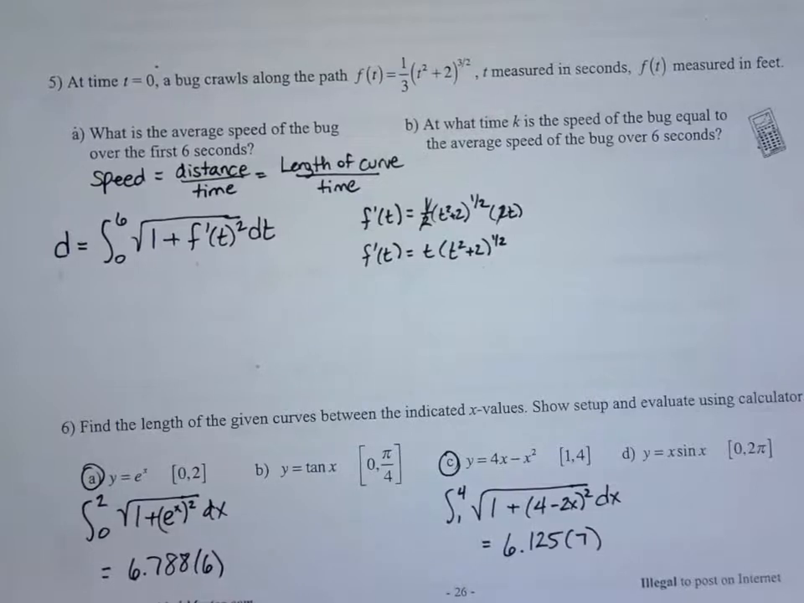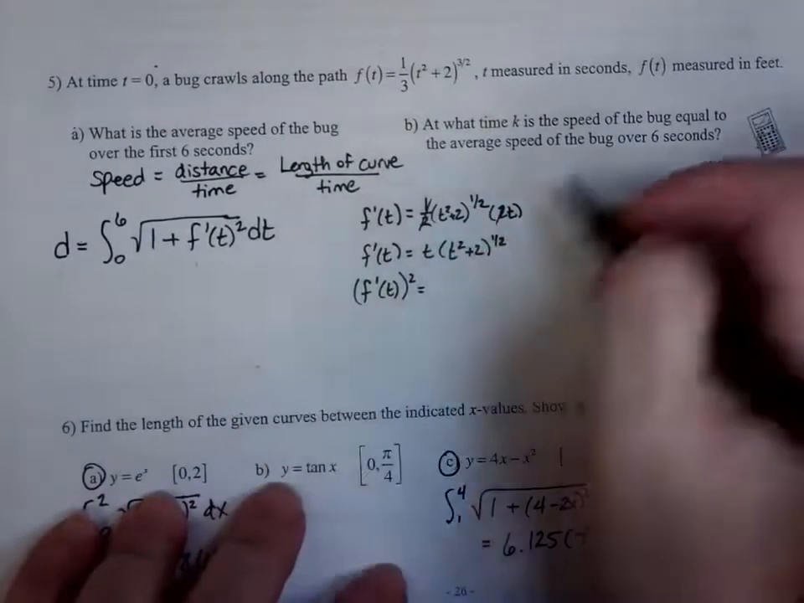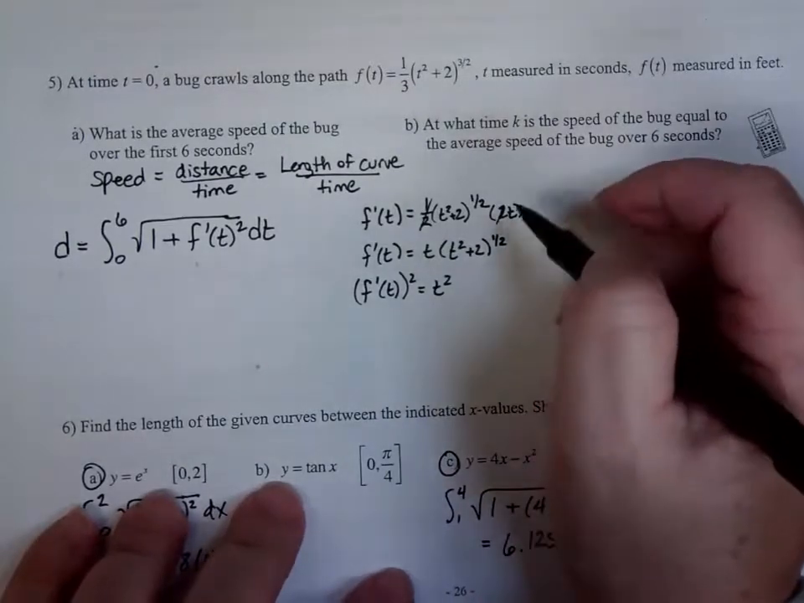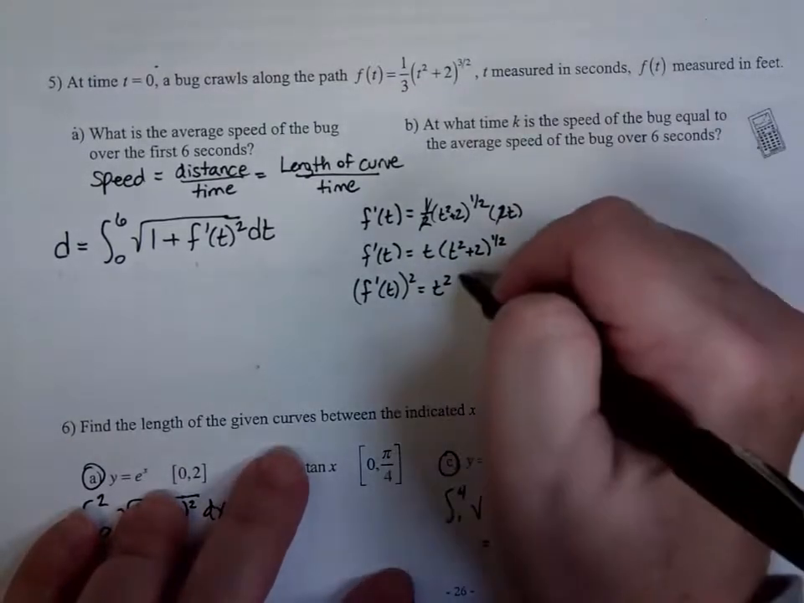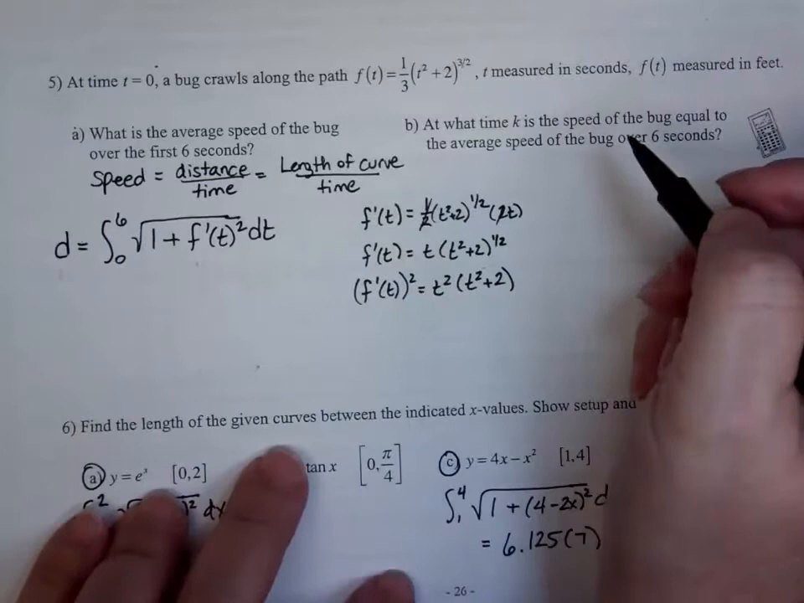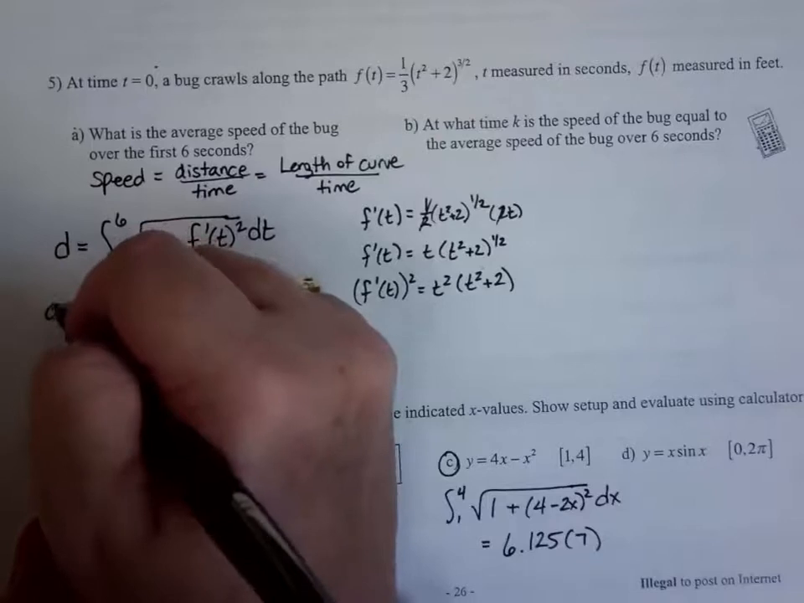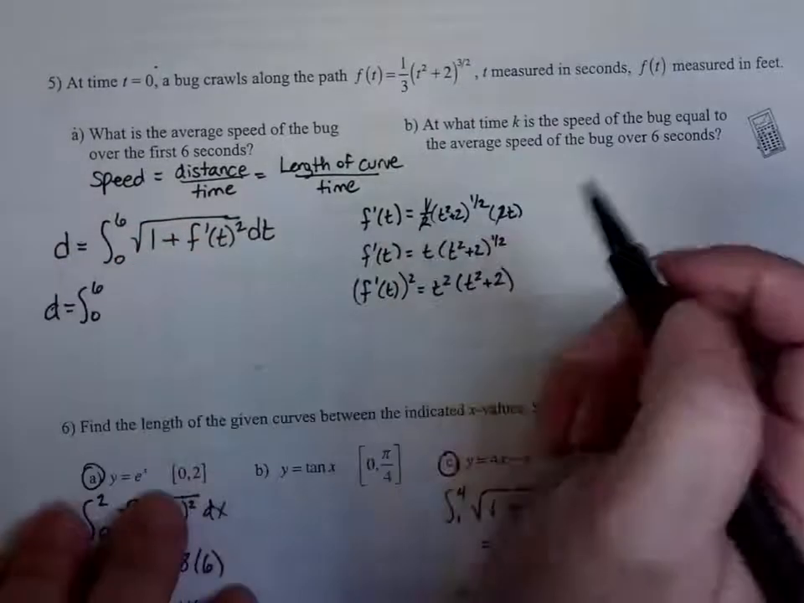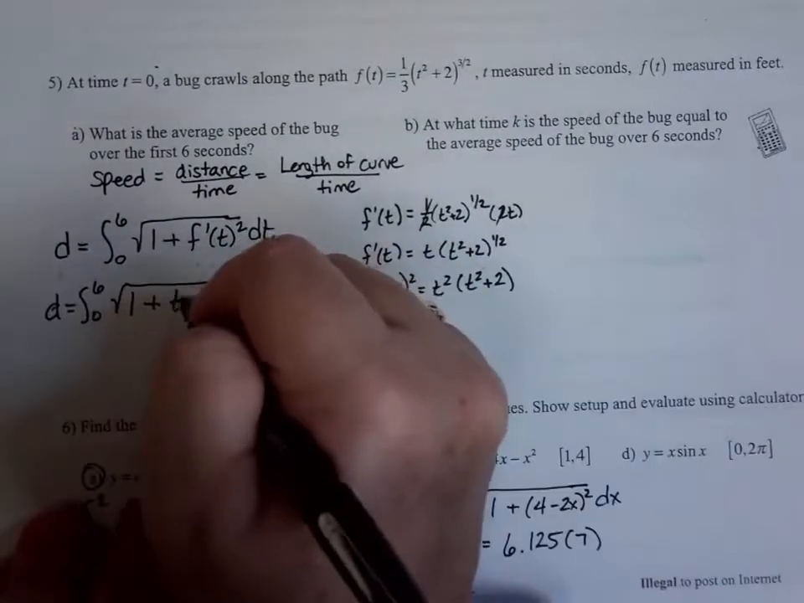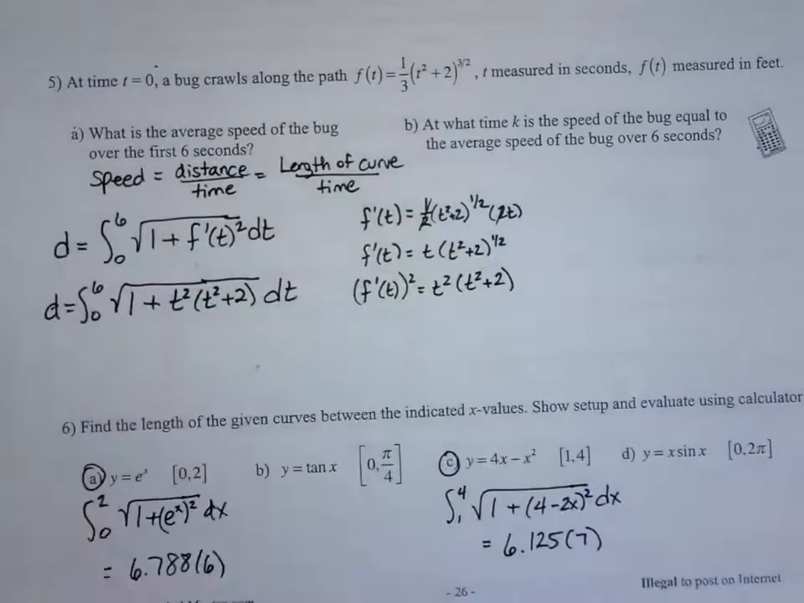Now I'm supposed to square this. So I'm going to square it now. So it's going to be t squared, and then this thing to the 1/2 squared. And so what would it be? Just t squared plus 2, agreed? With no power, with a power of 1. So when I come back over here and write my formula again, 0 to 6, it is going to be the square root of 1 plus t squared times (t squared plus 2) dt.